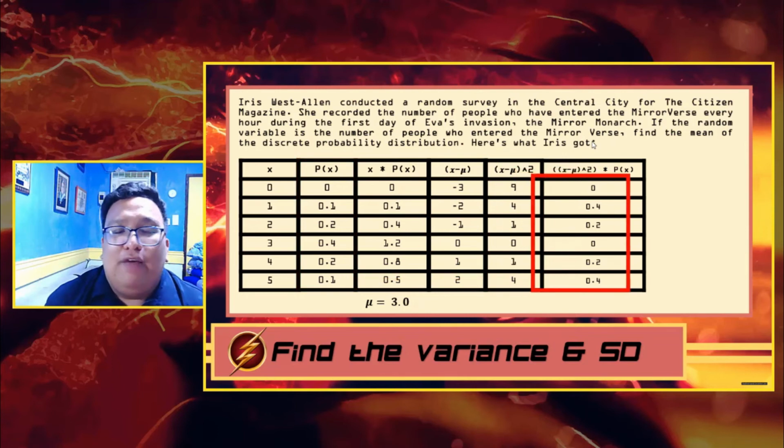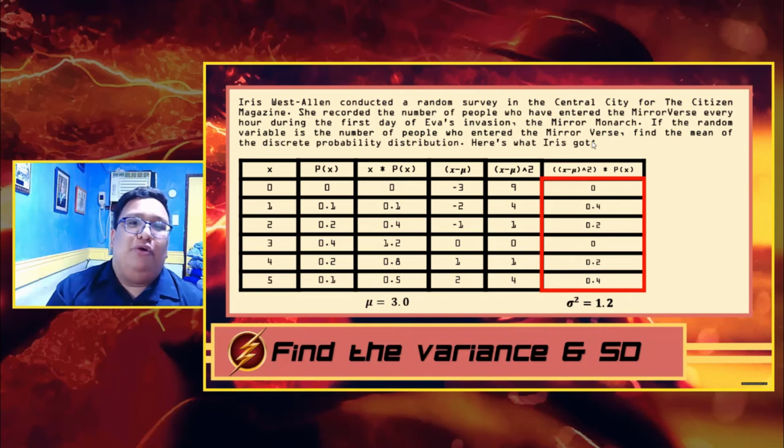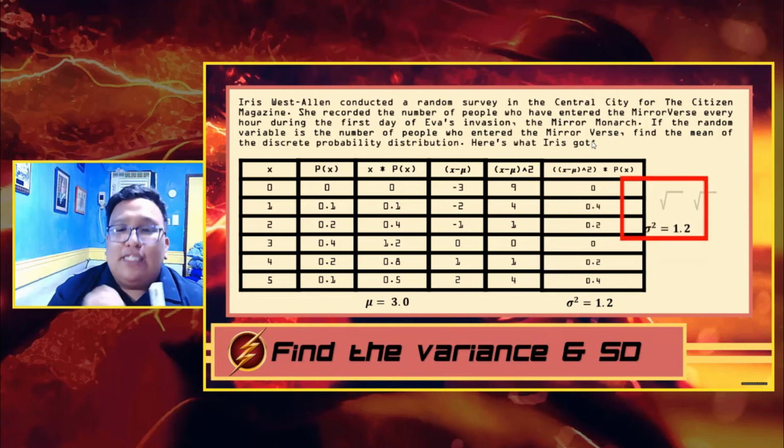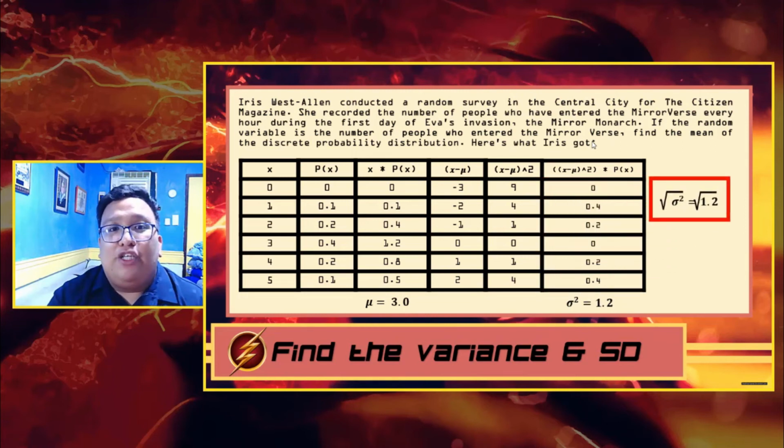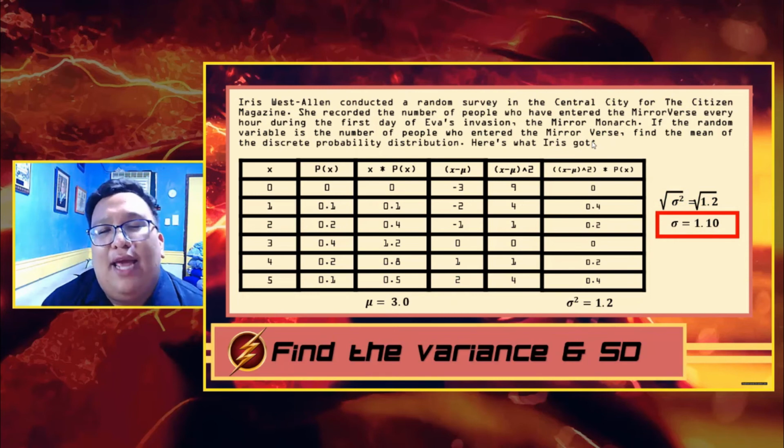Okay, so given all of these elements we've got from our table, in order to find the variance, what we're going to do is to get the sum. So the sum of these elements is 1.2. Alright? So next thing to do is to find the standard deviation, which is the square root of our variance. That is, the square root of 1.2, or the standard deviation is 1.10.